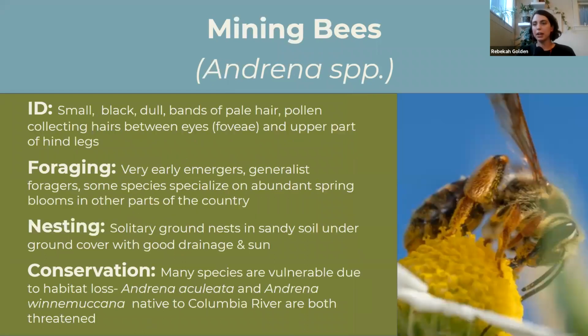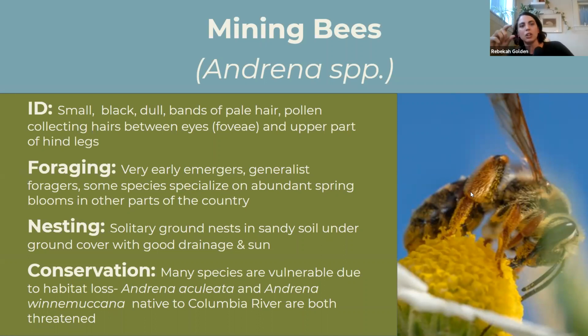You might also see mining bees, so they'll come out kind of second. Mason bees are first, and then mining bees are these tiny little small black bees that have dull blonde bands of hair along their abdomens. And then they have these really crazy eyebrows, or hairs right in between their eyes that are bright blonde, and they use those to collect pollen. And then they'll also collect pollen on hairs on the upper parts of their legs here.